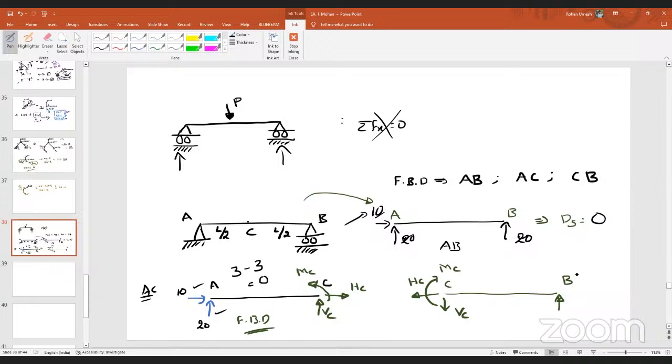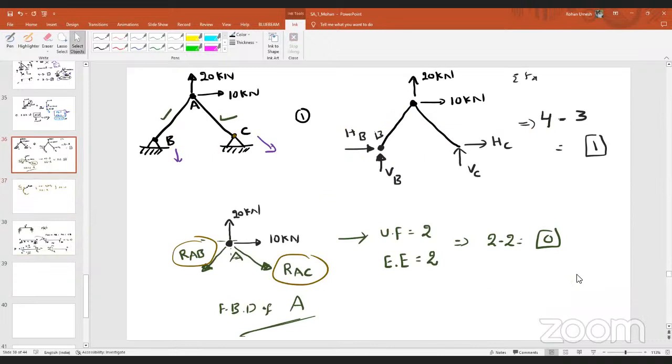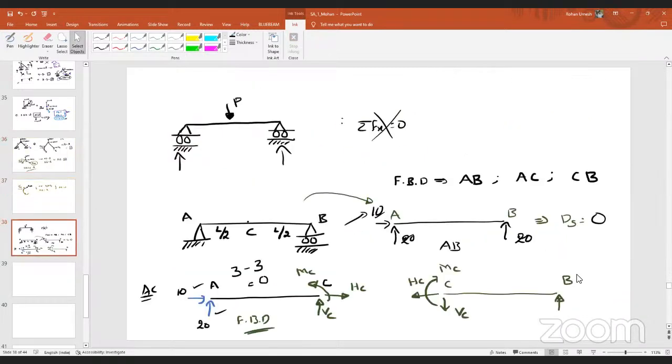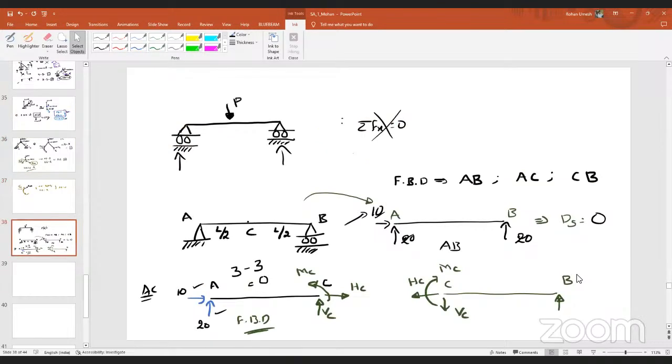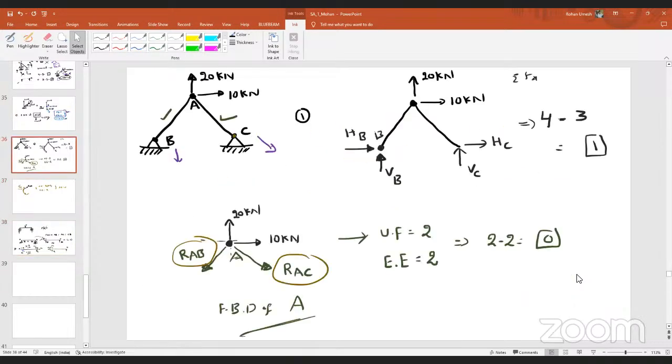What is the difference between this beam problem and this truss problem? Can you tell me the major difference that we can identify from these 2 problems? No, it's not about moment, it's not about incline. Here, in the truss problem, we didn't consider the equilibrium equation for moment.